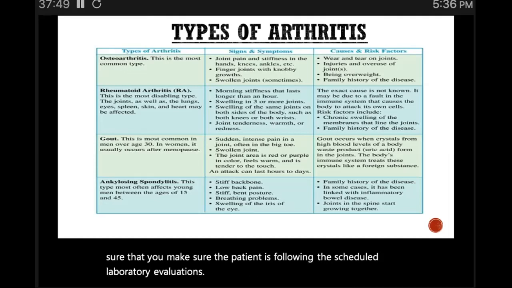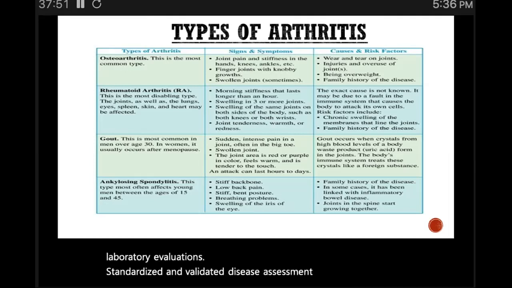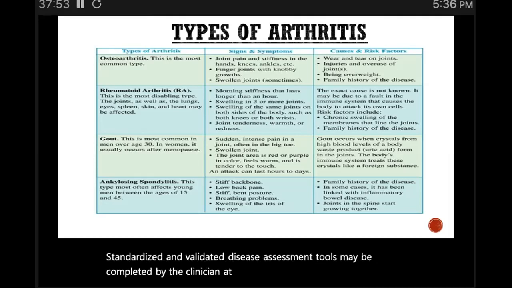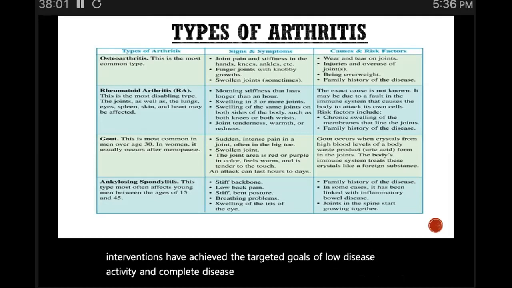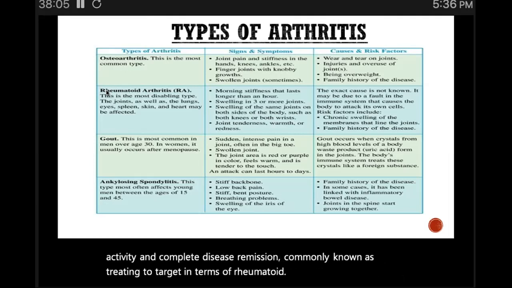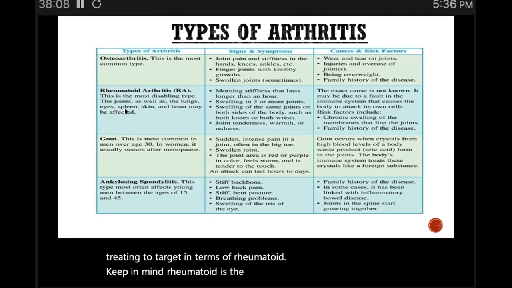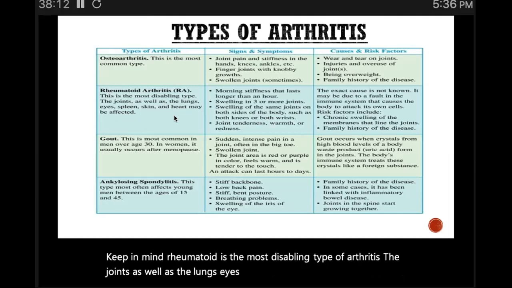Standardized and validated disease assessment tools may be completed by the clinician at each visit to assess how well treatment interventions have achieved the targeted goals of low disease activity and complete disease remission, commonly known as treating to target in terms of rheumatoid. Keep in mind, rheumatoid is the most disabling type of arthritis. The joints, as well as the lungs, eyes, spleen, skin, and heart may be affected.